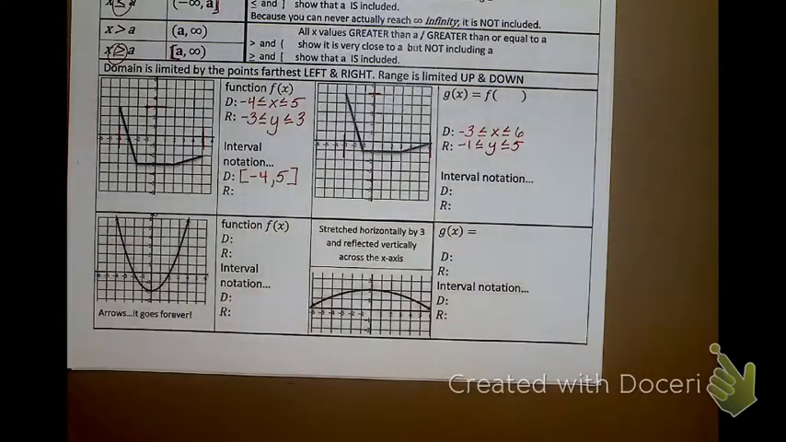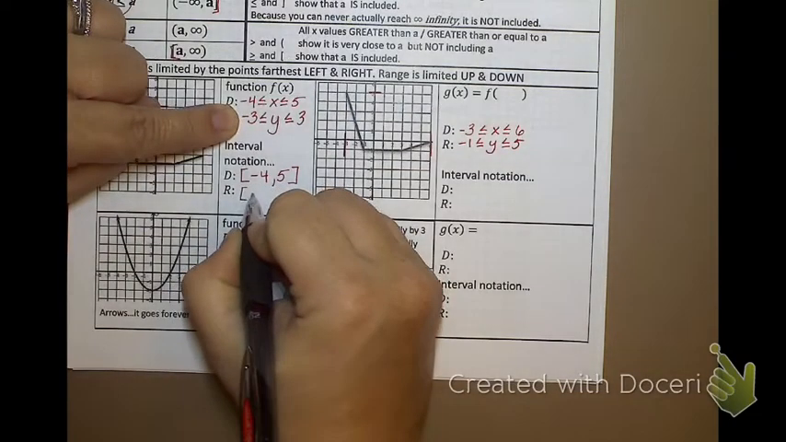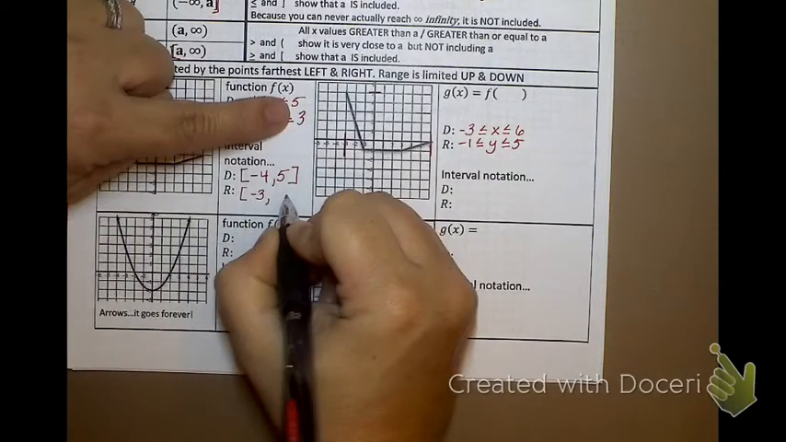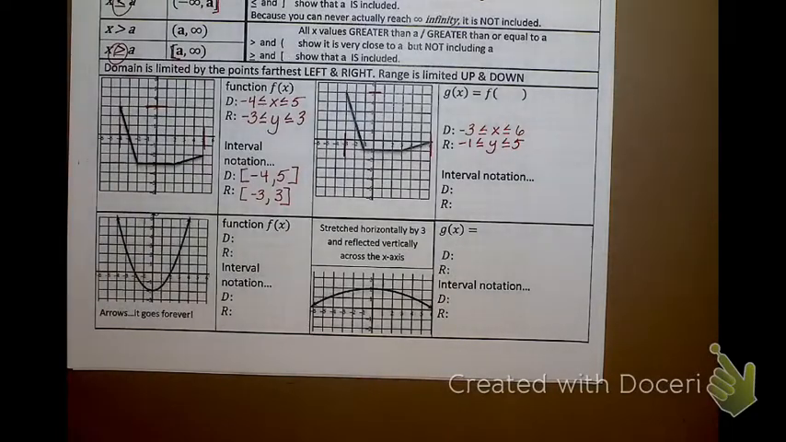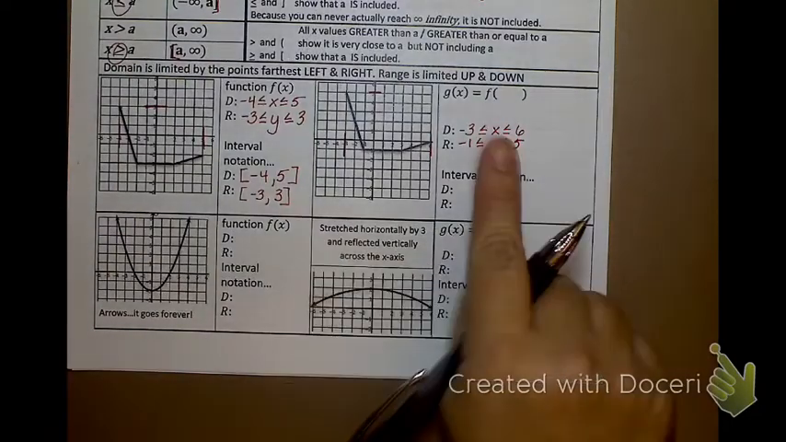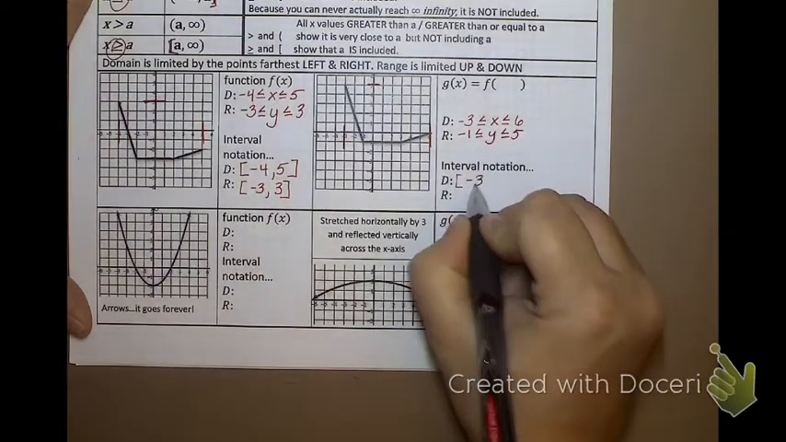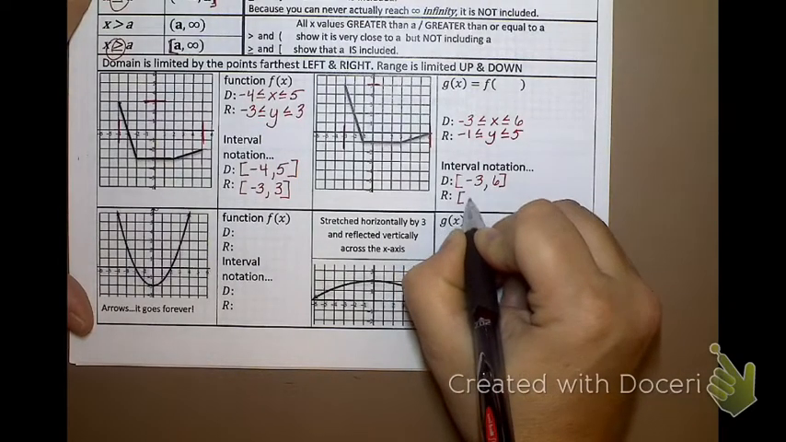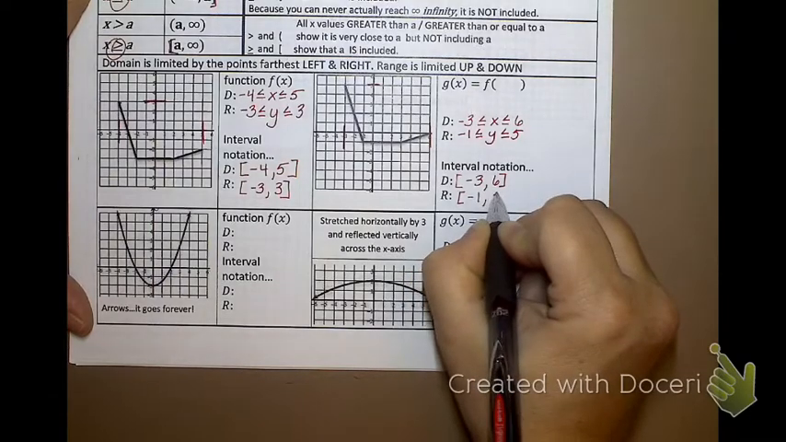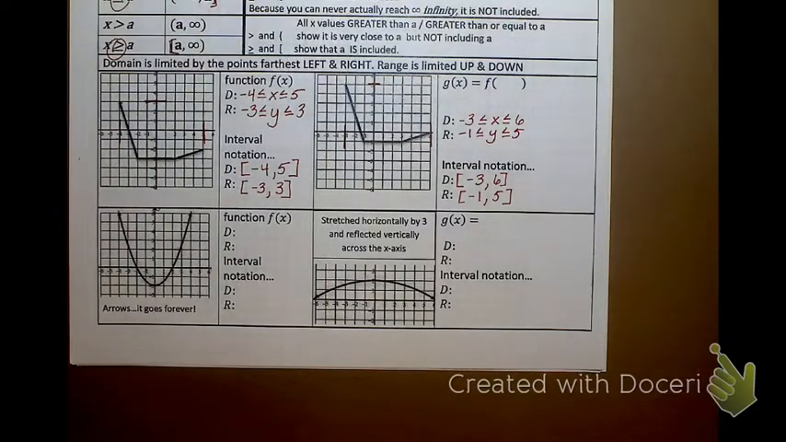Easy? So what would the range look like? Square bracket, -3, comma, 3, and another square bracket. What would it look like over here? Domain, square bracket, -3, comma what? 6, and then range, again with square brackets, -1 and 5. Okay?